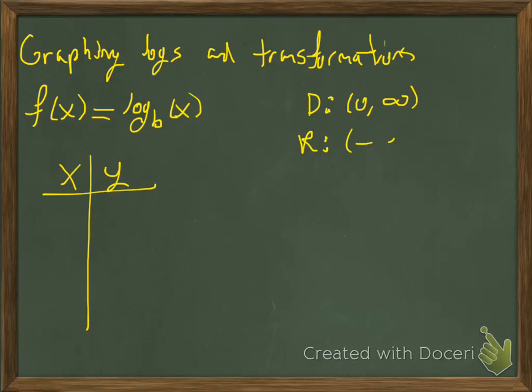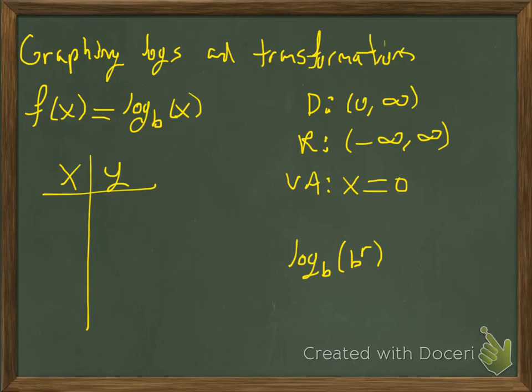The range is going to be everything. And the range is the domain of the exponential, and the domain of an exponential was everything. Log and exponentials are inverses of each other. And we'll have a vertical asymptote of x equals 0. Then we're going to use this property, log base b of b to the r. Kind of like the bases cancel, exponential and logarithm of base b are inverses, so we're just going to be left with the exponent of r. So we're going to use that.